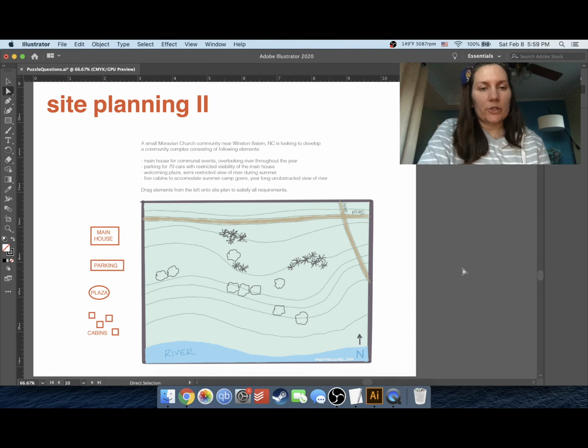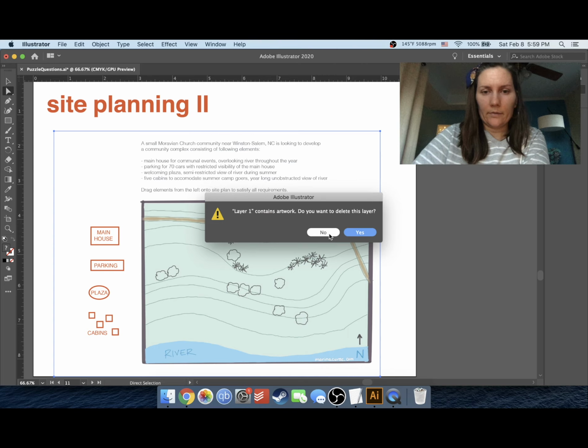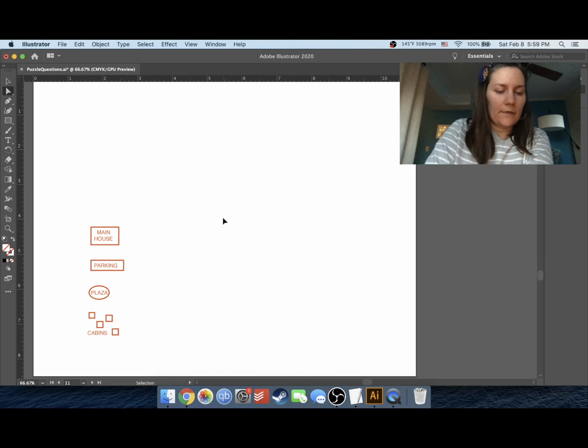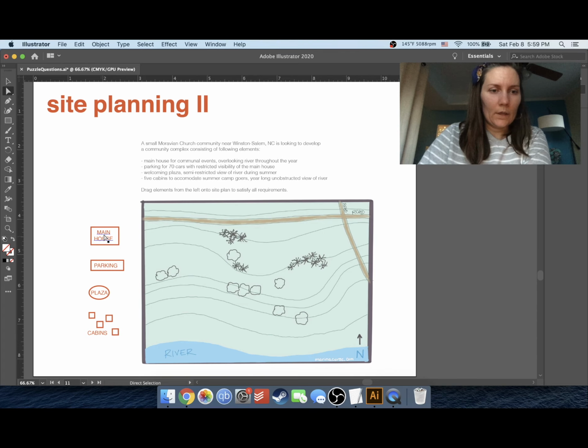A small Moravian church community near Winston-Salem, North Carolina, is looking to develop a community complex consisting of the following elements. Main house for communal events overlooking river throughout the year. Pause. Let's look into that. So we have this main house that we identified before, and let's lock this layer for a second. There we go. And let's place that onto the site plan.